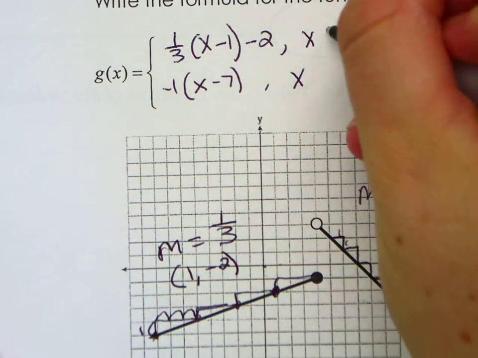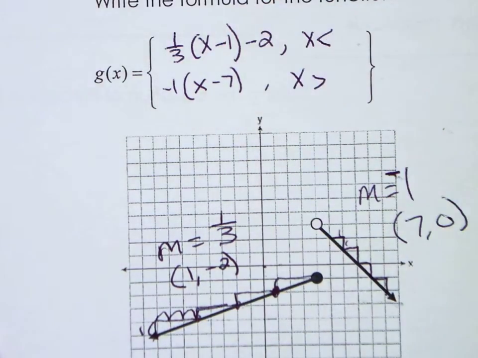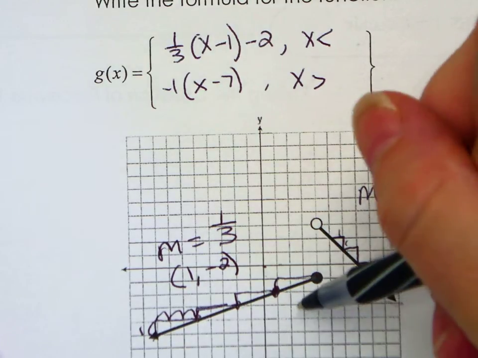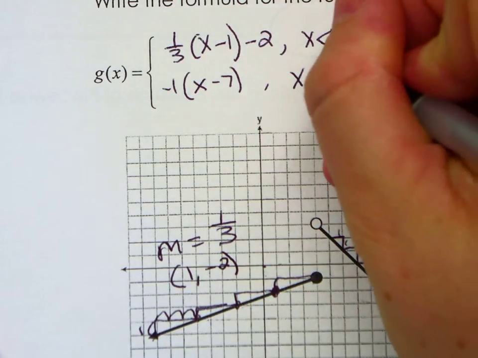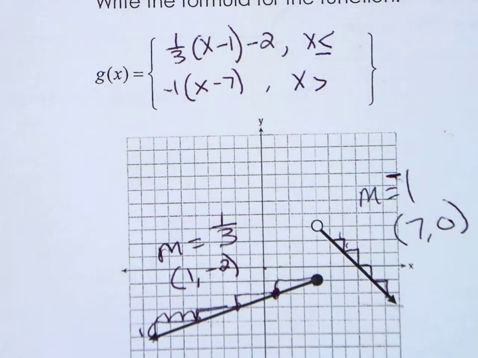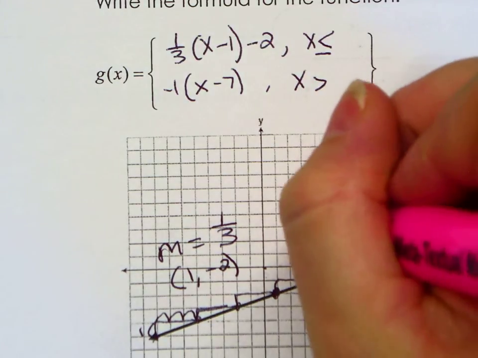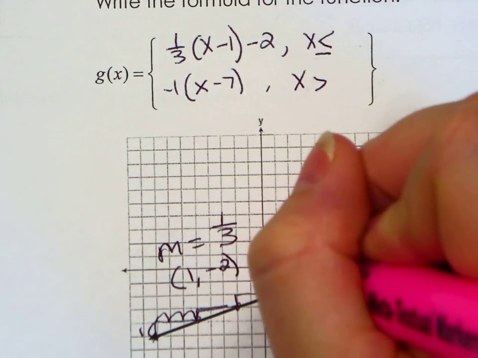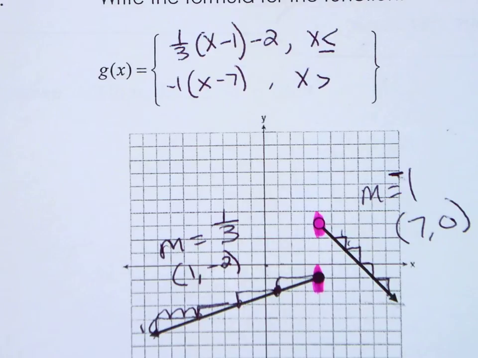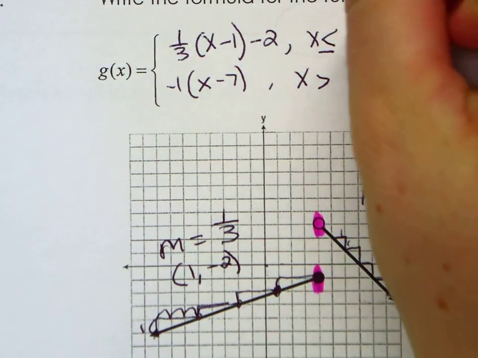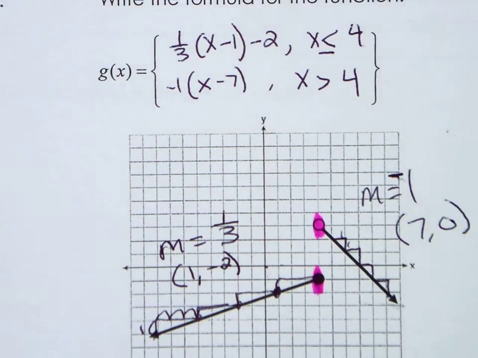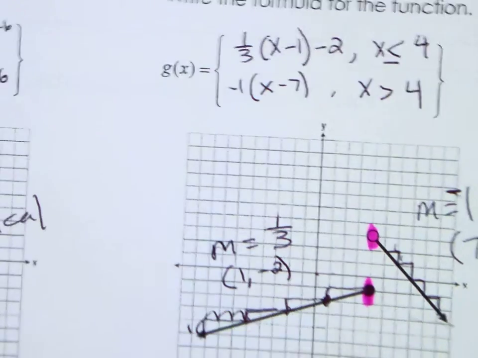Top is going to the left, bottom's going to the right. Who gets the equal sign this time? This one, the 1/3 gets the equal sign. What's their cutoff point here? What's that x value they both share? 1, 2, 3, 4. They both share the 4. And we are done. Okay. All right, let's do one more.